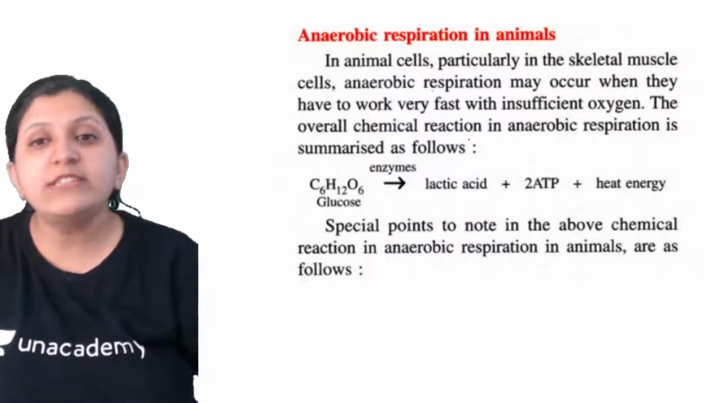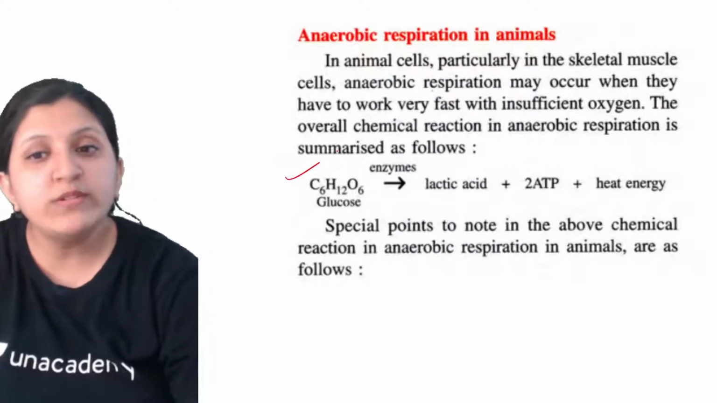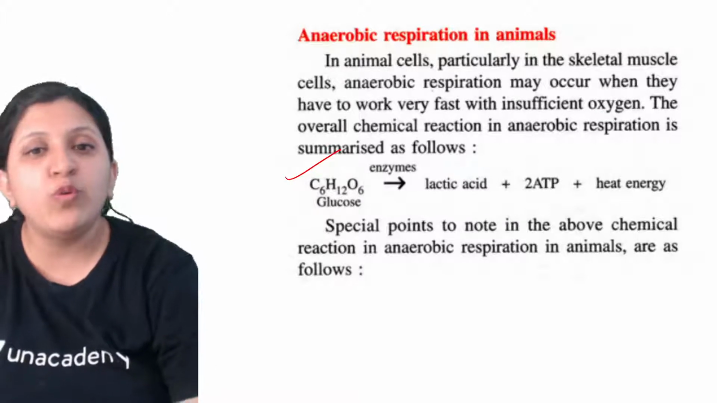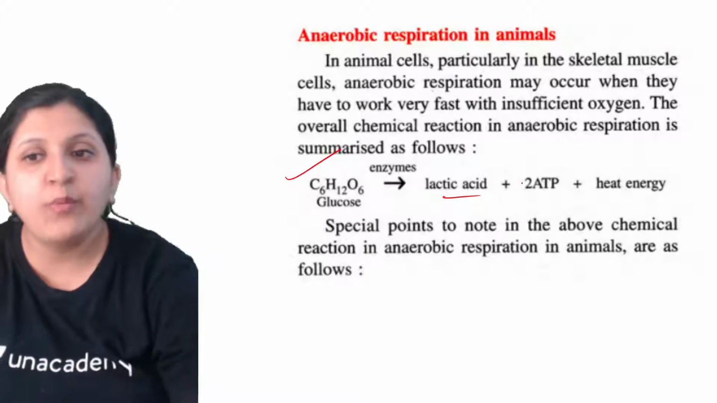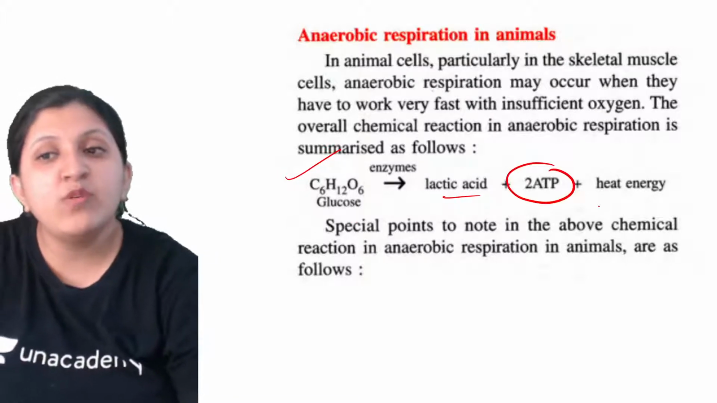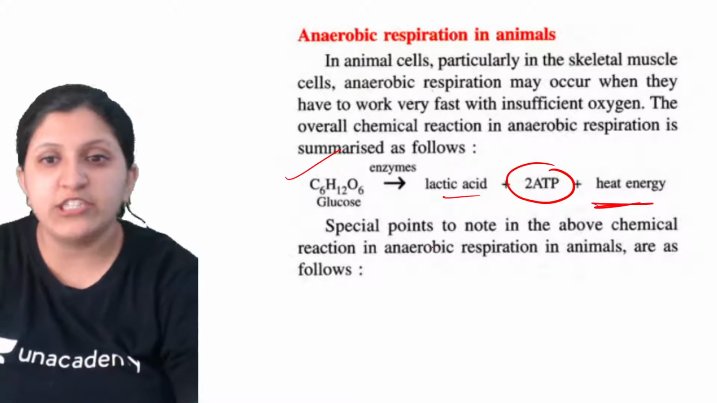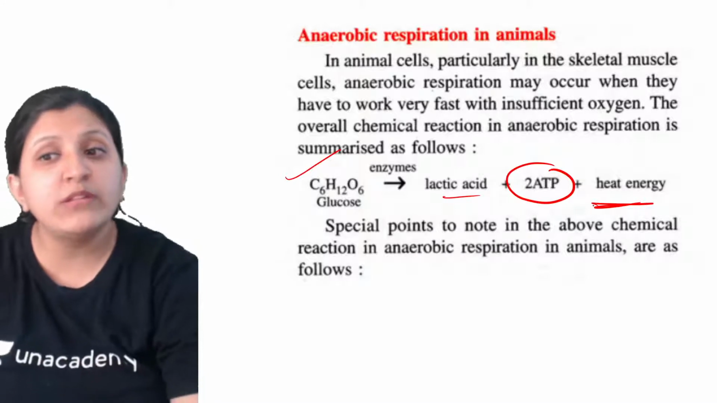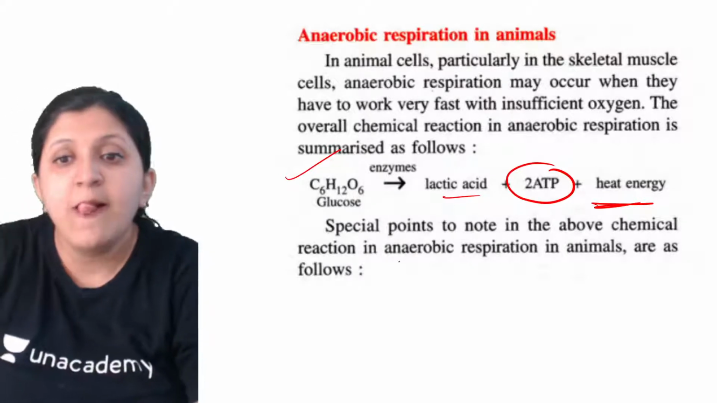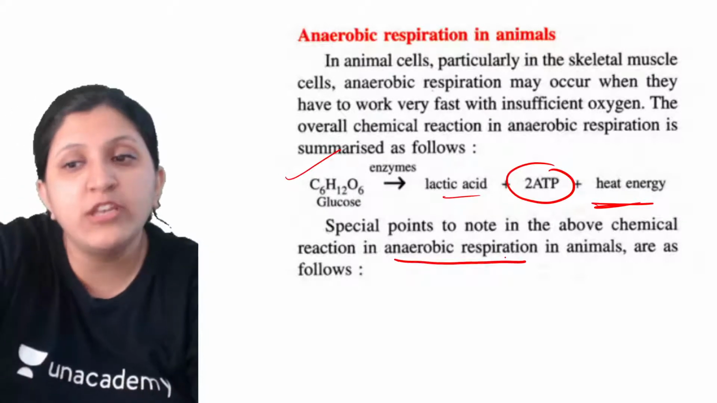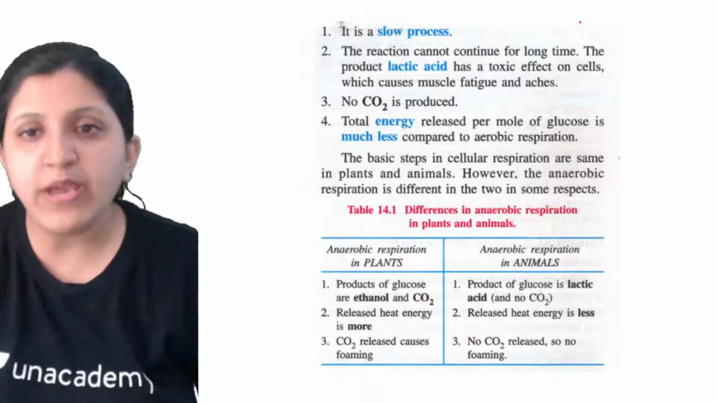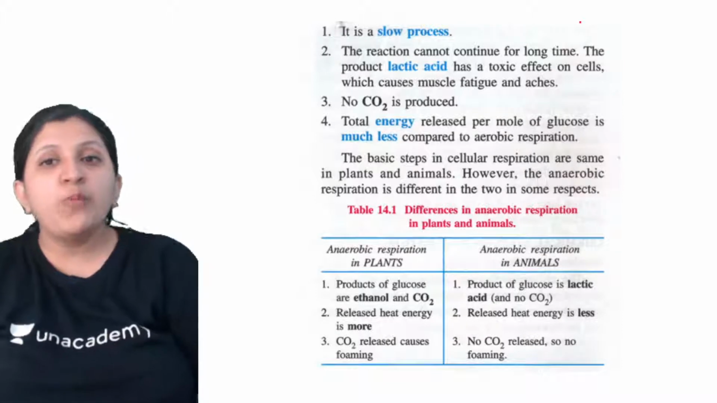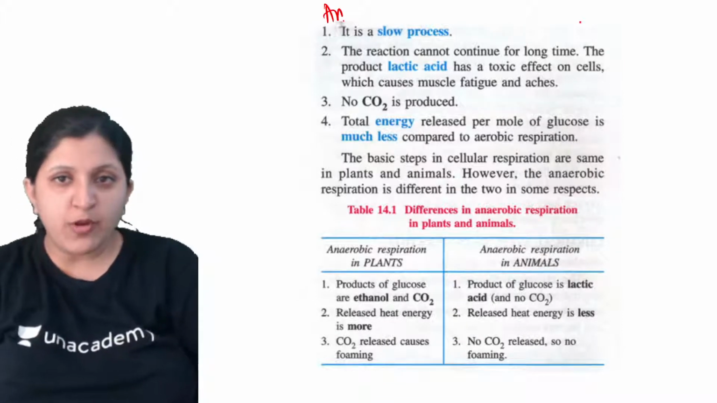Here glucose is forming lactic acid. This is anaerobic, 2 ATPs are produced, and there is a little amount of heat energy. The special points to note in the above chemical reaction of anaerobic respiration in animals are as follows. Let's have a look at this one.